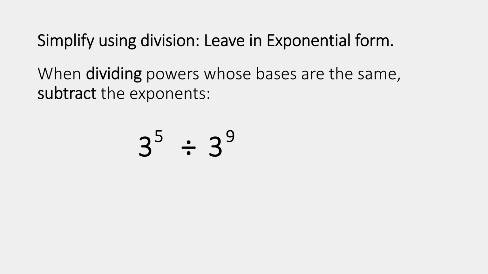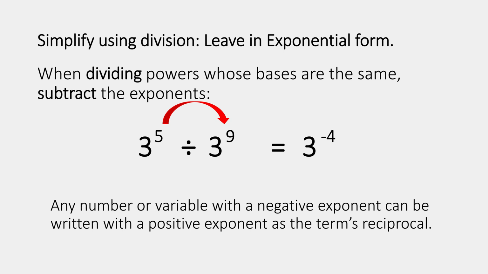Here we have exponent of 5 minus 9. That will equal 3 to the negative fourth power. Now, there's a rule. Any number or variable with a negative exponent can be written with a positive exponent as the term's reciprocal. So we will write 1 over 3 to the fourth power, positive fourth power. So technically in algebra, we cannot leave this answer a negative exponent.